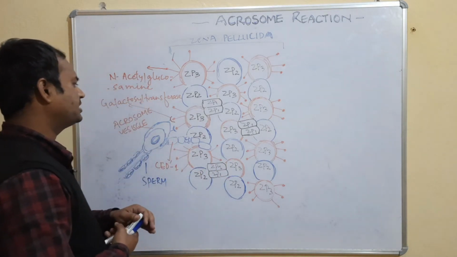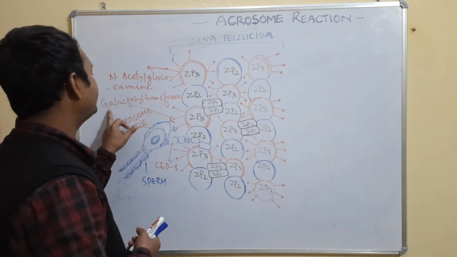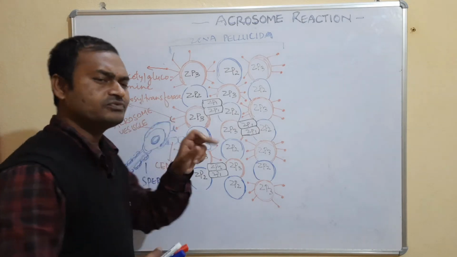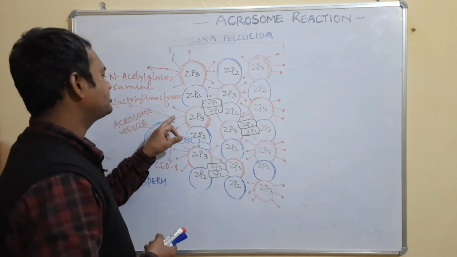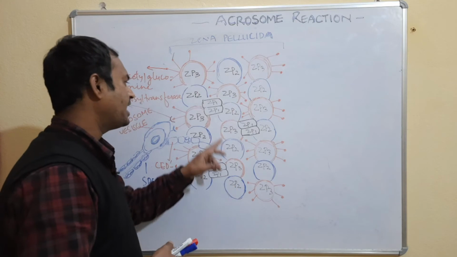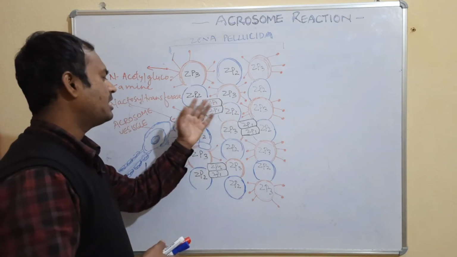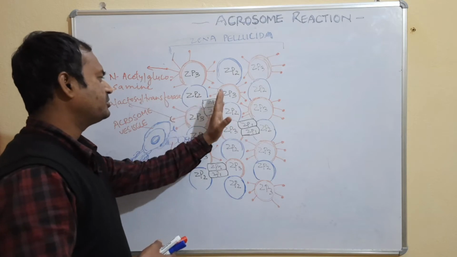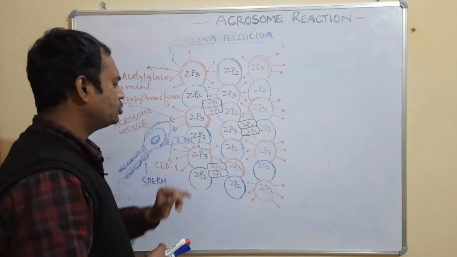Now let us understand, whenever N-acetylgalactosyl transferase binds only with the help of ZP3, and ZP1 is, you can say, a layer between the two rows. This is the layer between the two rows.